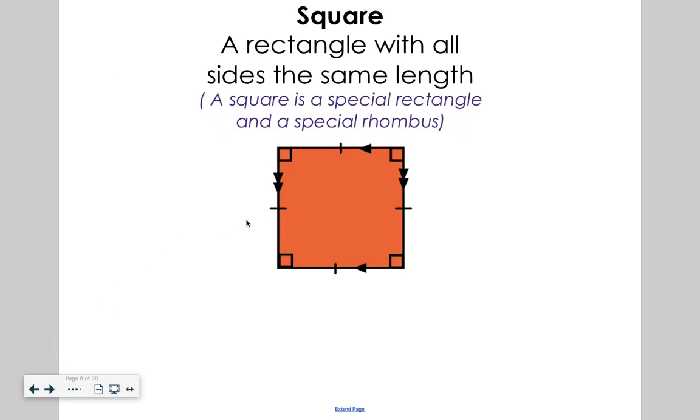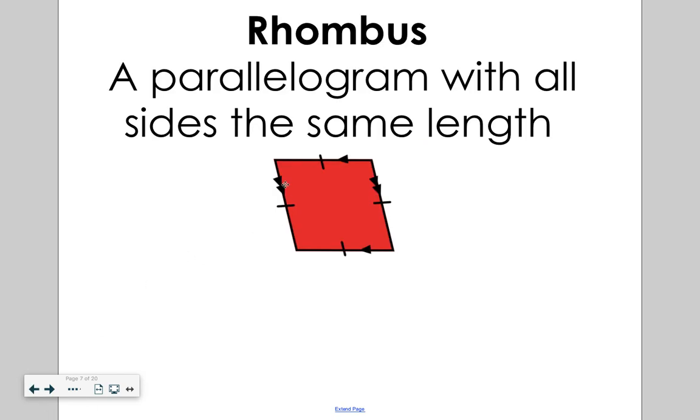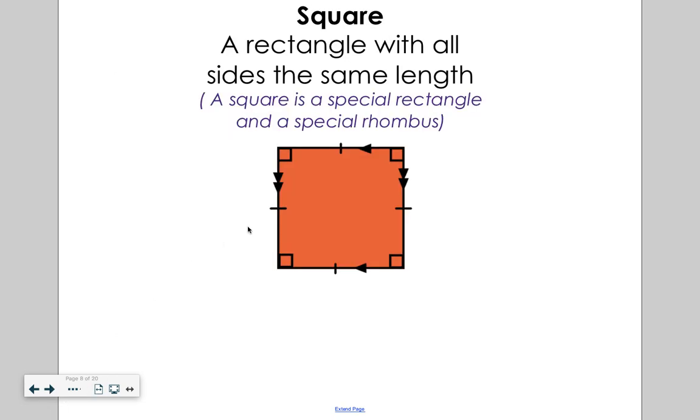A square is a special rhombus. It has opposite sides that are equal in length, and it has 90-degree angles. So the difference between a rhombus and a square is a rhombus doesn't have to have right angles, but a square does have right angles. A square is considered a rhombus.